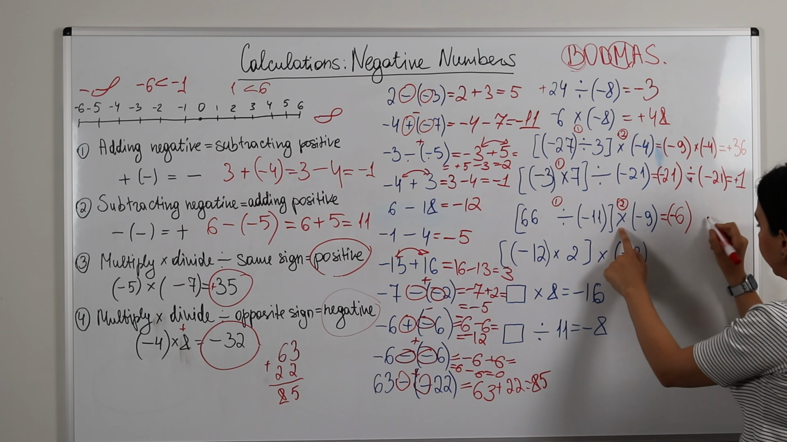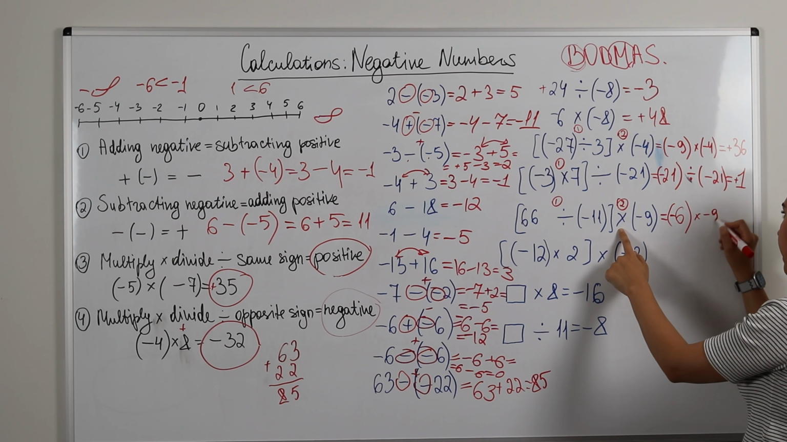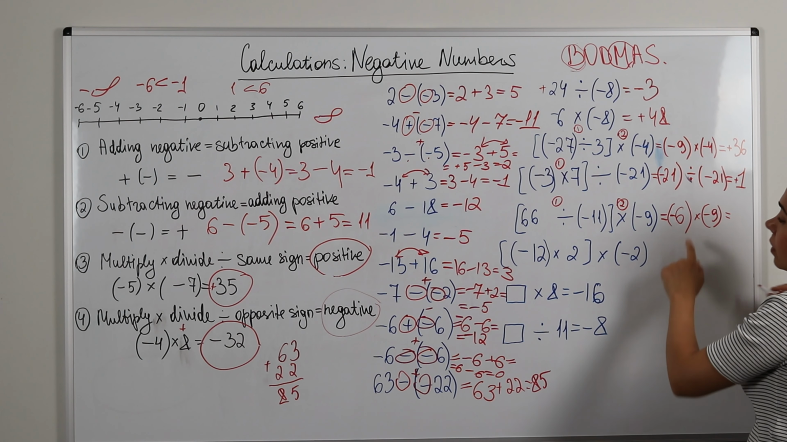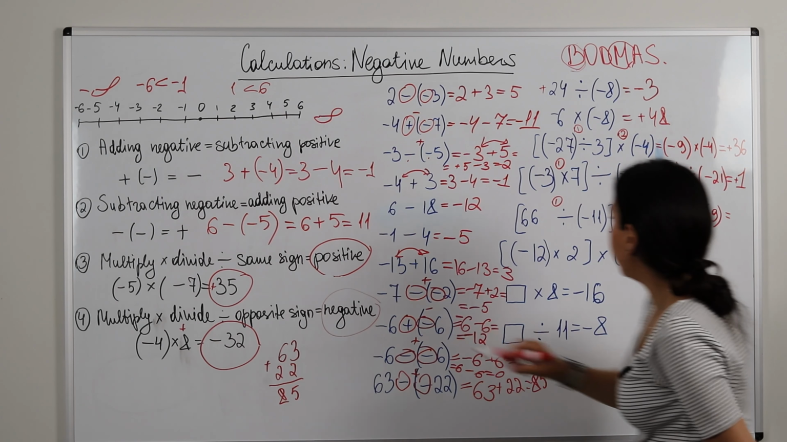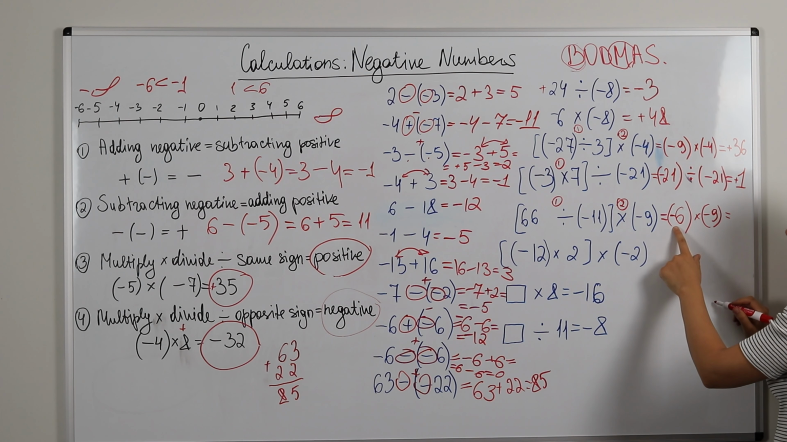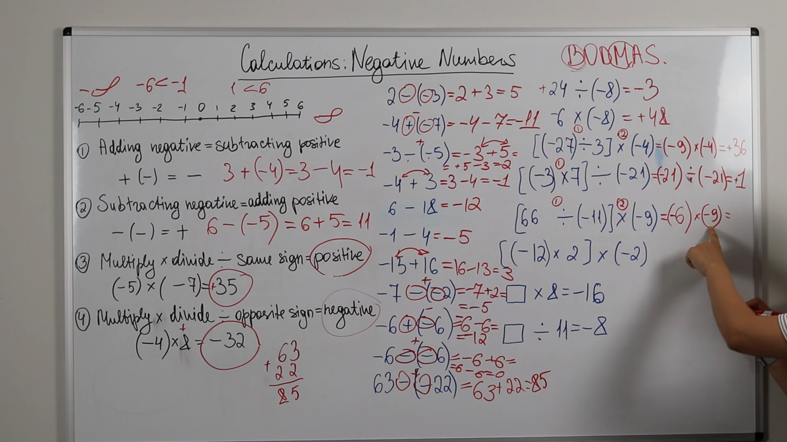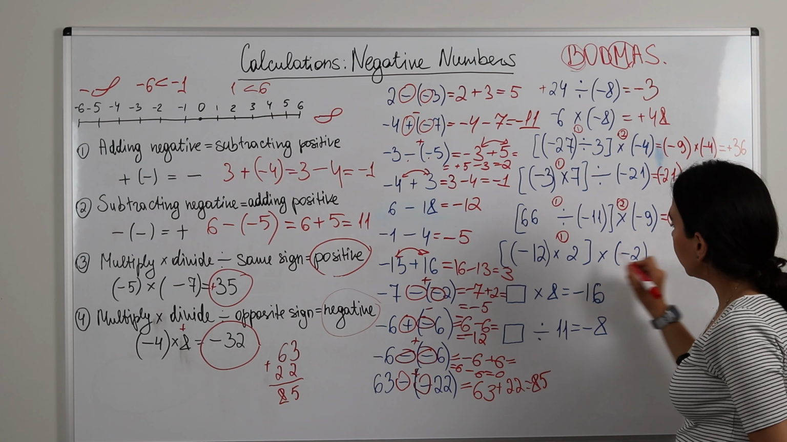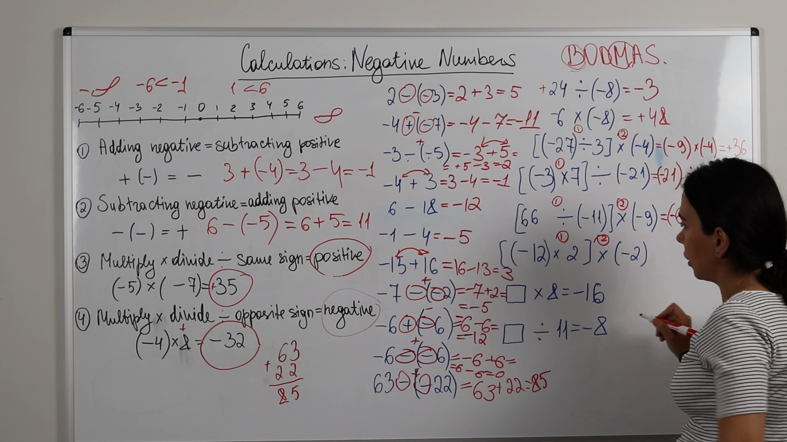We have now minus 6 multiplied by minus 9. Same signs, rule number 3, give us a positive result. 6 multiplied by 9 gives us how much? Well, now actually I forgot. 6 multiplied by 9 gives us 54. Plus 54.